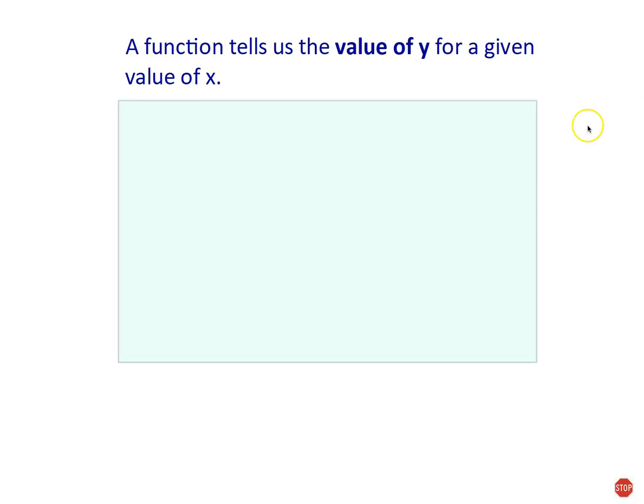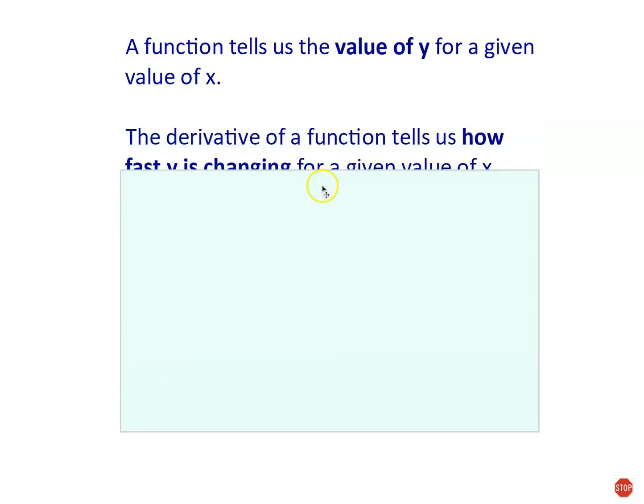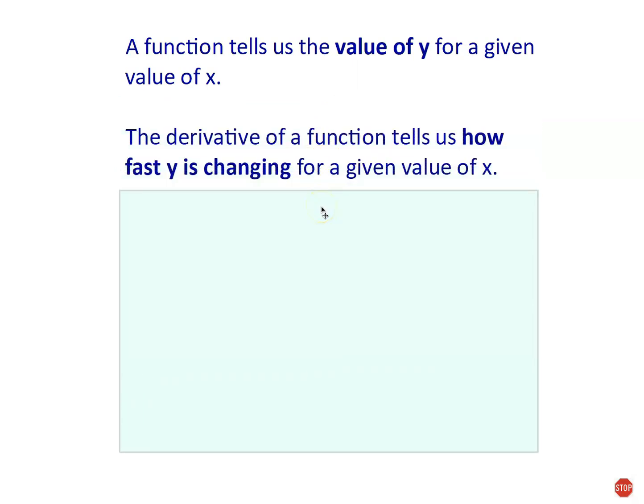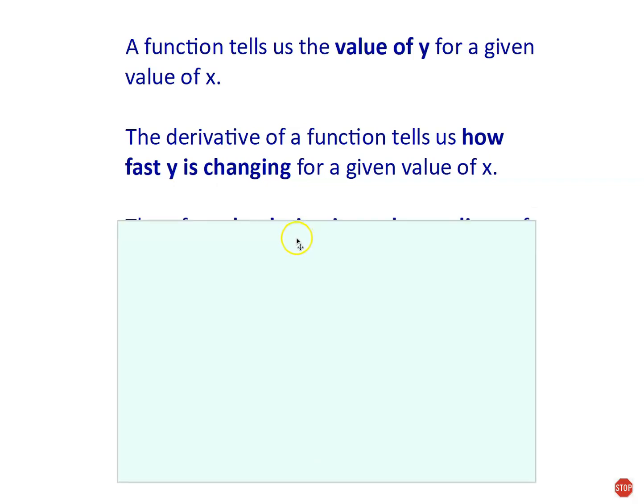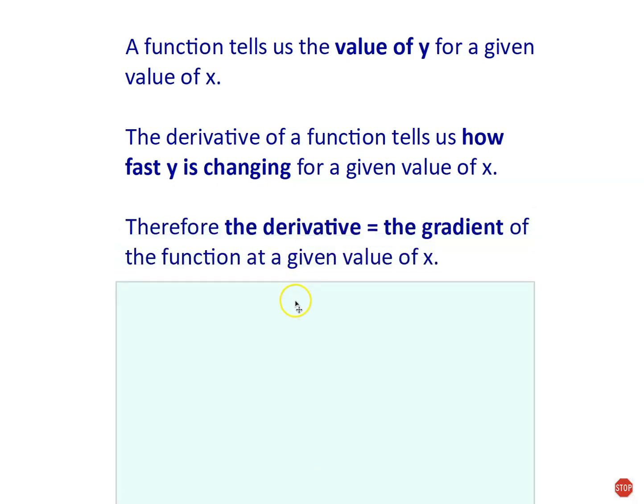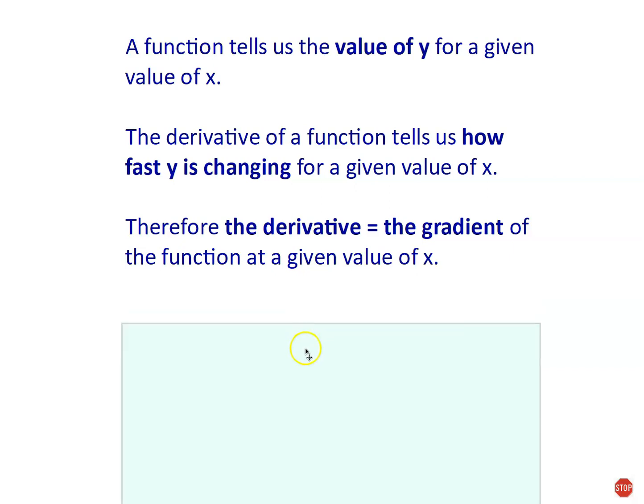And just to summarize at this stage, a function tells us the value of y for any given value of x. What the derivative tells us is the change in the value of that function, how fast y is changing for a given value of x. And since that's what the gradient of a function tells us as well, effectively when you're finding the derivative of a function, you're really finding the gradient of the function at any given point.